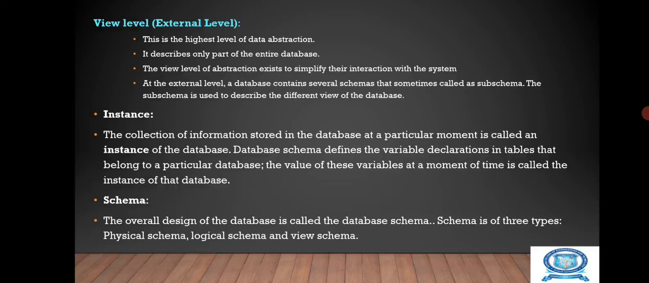View level. The view level is also called the external level. So this is the highest level of data abstraction. It describes only part of the entire database. The view level of abstraction exists to simplify the user's interaction with the system. At the external level, the database contains several schemas, sometimes called subschemas. The subschema is used to describe the different views of the database.